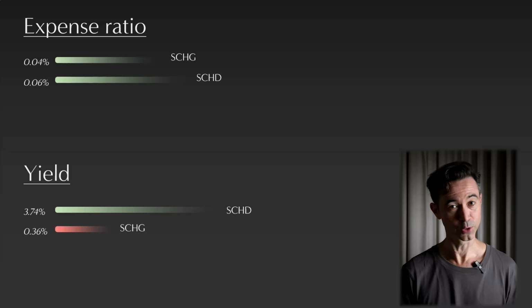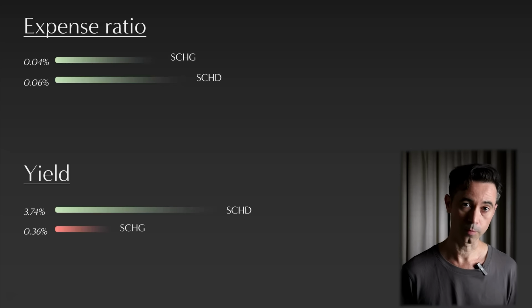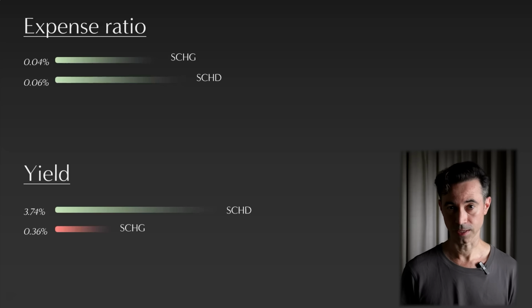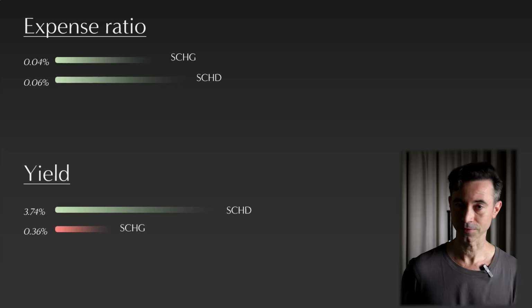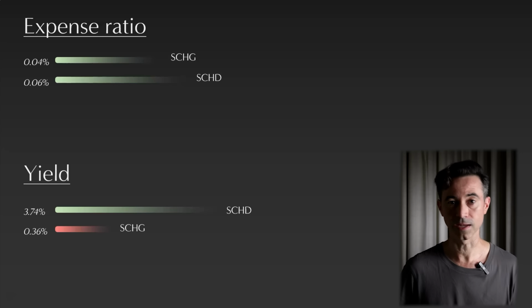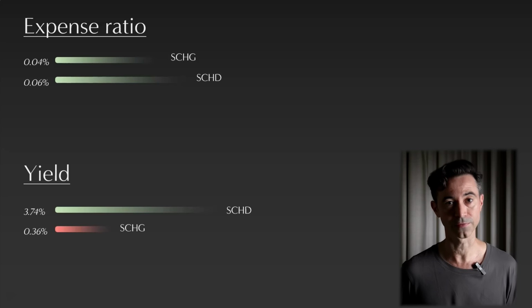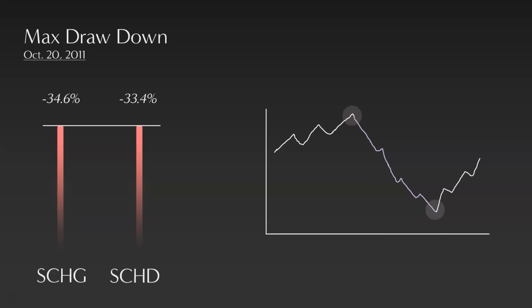They're so close. Huge difference, of course, in yield, where SCHD has a 3.74% yield, while SCHG only has a 0.36% yield. You're not buying SCHG for yield. You don't care about dividends if you're investing in a growth ETF like this. If you look at the max drawdown, or how much the fund has fallen, we'll call it this line right here, the most from the top of the chart to when it stopped falling at the bottom, what was the maximum drawdown of that?